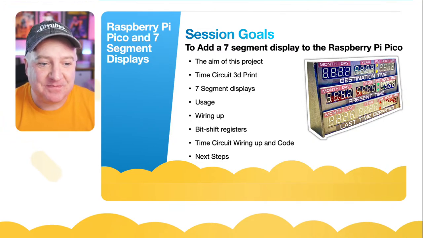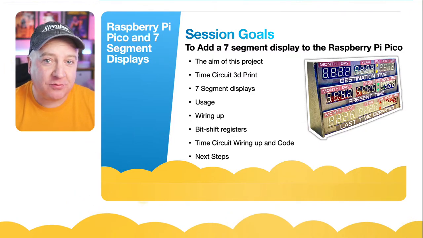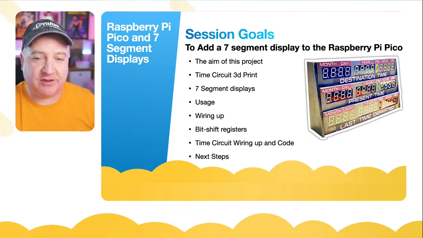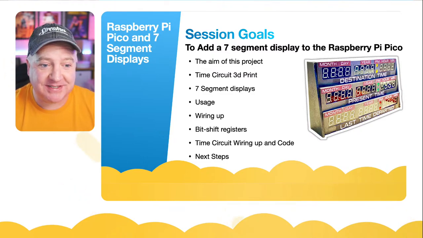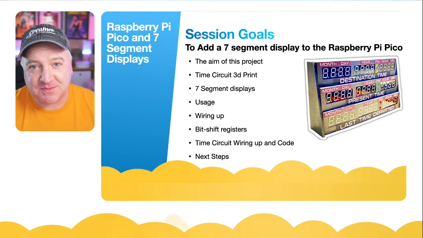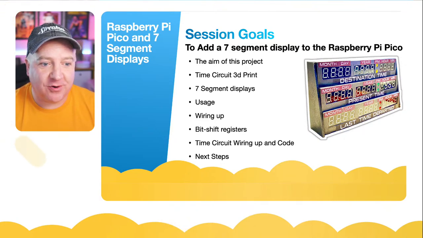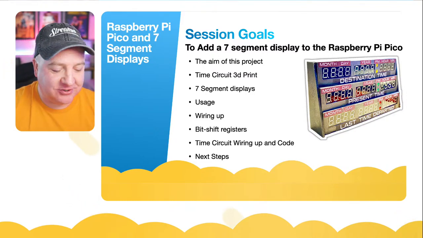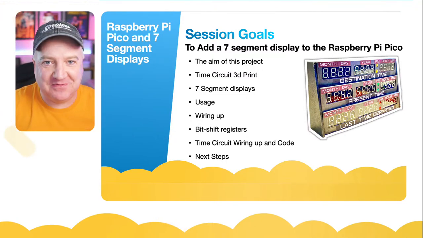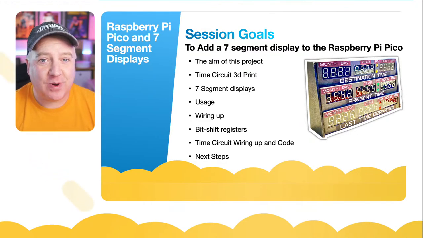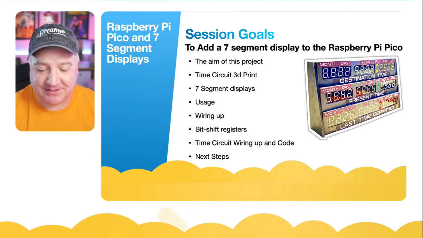So, session goals for today. We're going to add a seven-segment display to a Raspberry Pi Pico. We're going to go through what the aim of this project is, this little side project that I've got going on here. We're going to look at how to 3D print a time circuit model like you can see on screen there. We're going to look at some seven-segment displays, what we can use them for in our robot projects, how to wire them up, and then all about bit shifters and these tiny little chips that are called 74HC595s. They've become my friend over the past week. And we'll look at how to wire up the time circuit and put some code in it to make it work too. And we'll look at next steps as well.